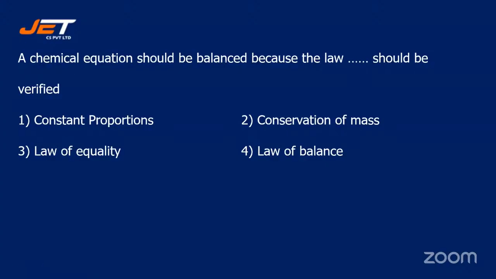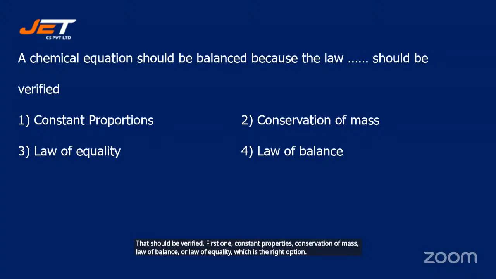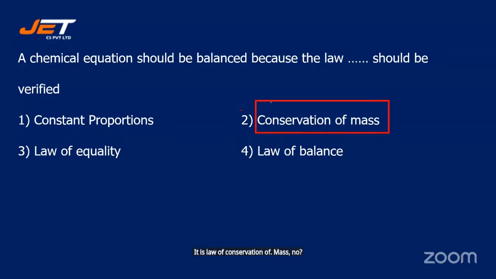A chemical equation should be balanced because the law of dash should be verified. First one, constant properties; conservation of mass; law of balance; or law of equality. Which is the right option? It is the law of conservation of mass, no? Yes, it is option 2.